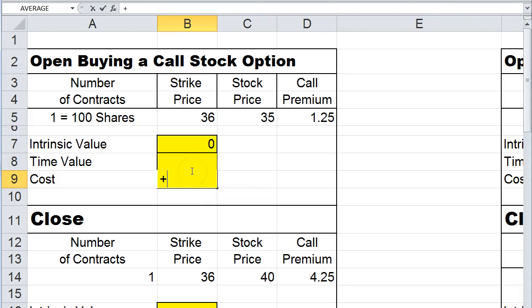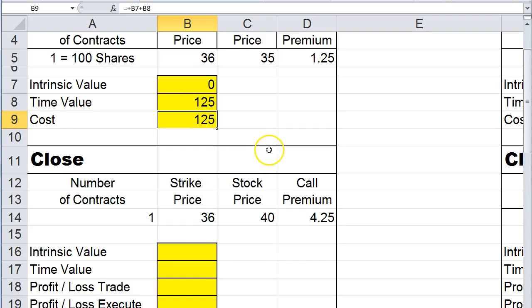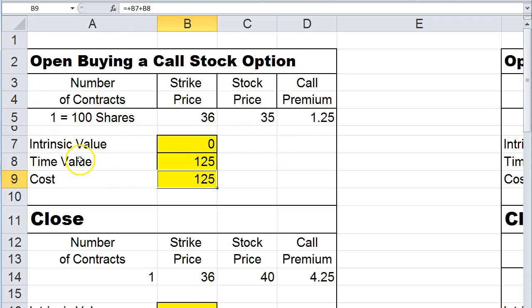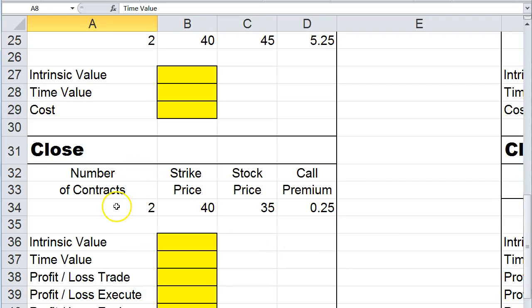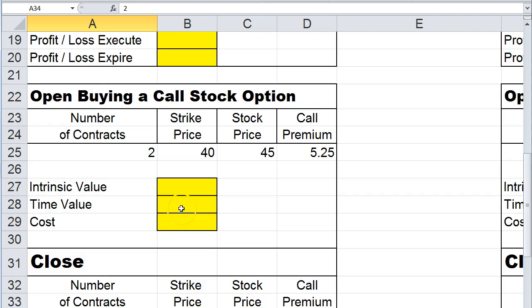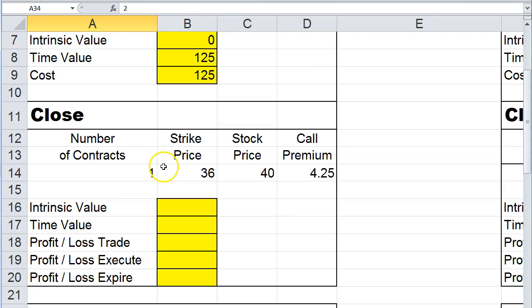So the total cost of this contract, you add the intrinsic value to the time value, and you get the total cost. Okay, so that would be on the opening. We're buying a contract, and it's costing us $125. Remember, one contract equals 100 shares. That's why I'm multiplying some of these formulas by 100 to represent that one contract is 100 shares. Now, a hint, down here, there'll be two contracts, so you'll need to multiply it by 200 shares.